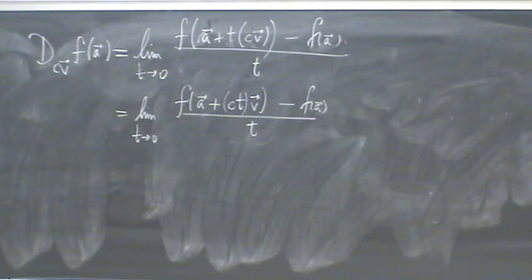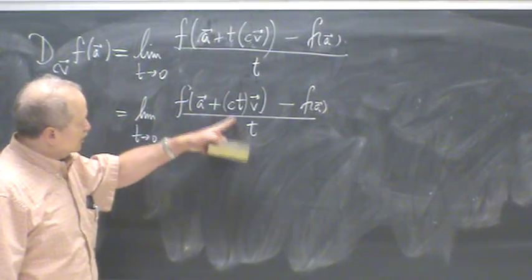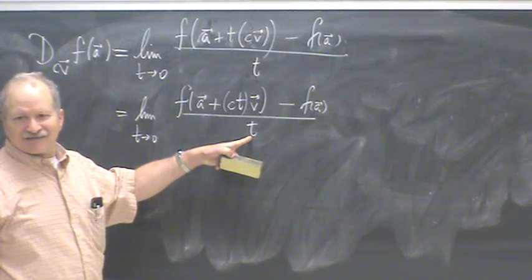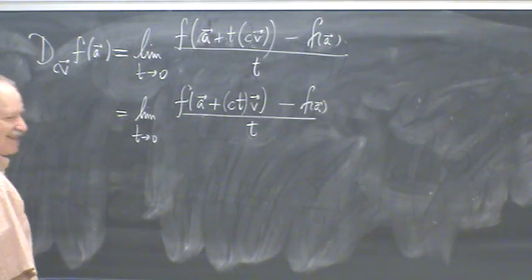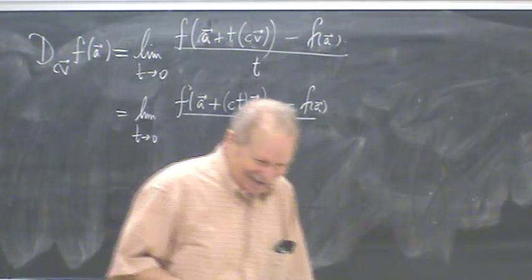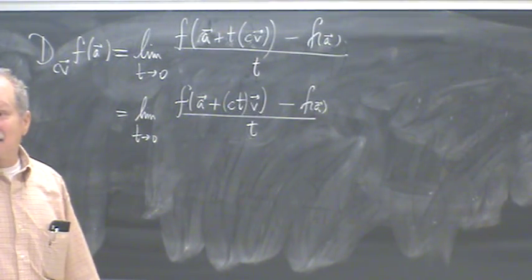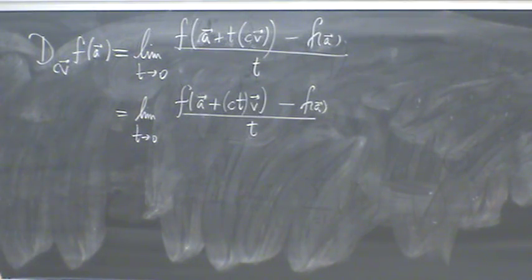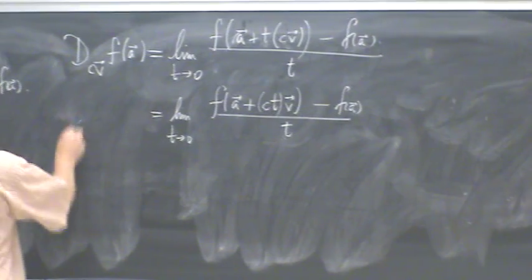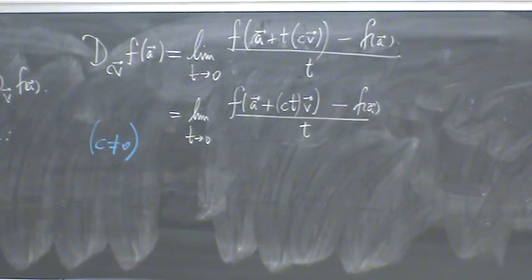And then I say to myself, I sure wish that this denominator was also a ct, provided c is not equal to 0. So let's assume c isn't 0 here. Now if c were 0, let's stop and think for a minute. What's the directional derivative in the direction of 0? Zero. The function ain't changing very much if you don't get to move. So we're okay with assuming c isn't 0, because in the case where c is 0, this is obvious.